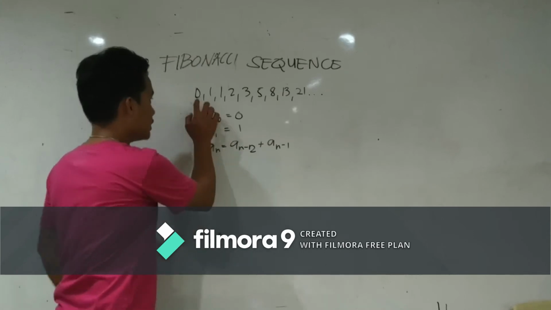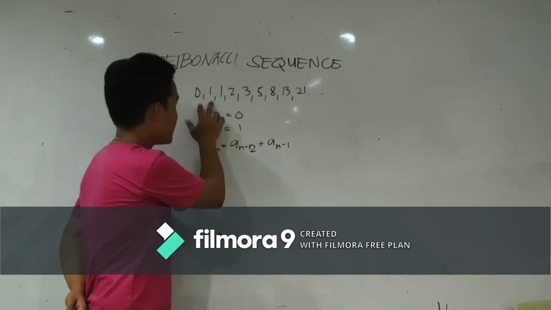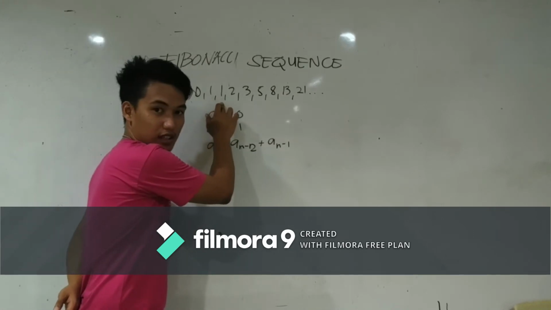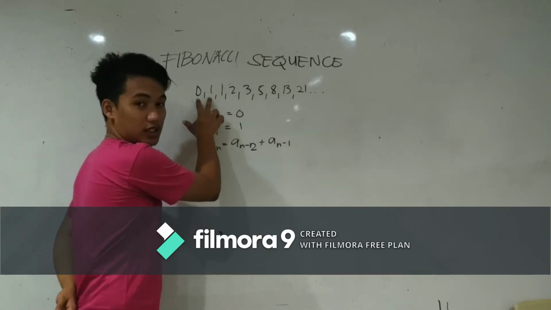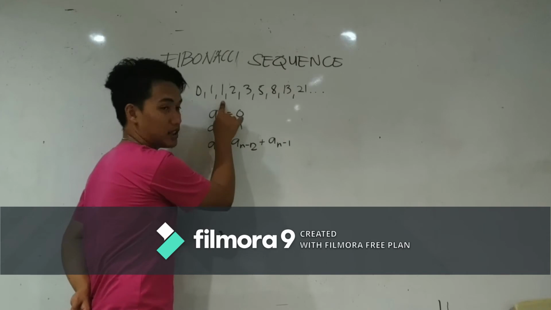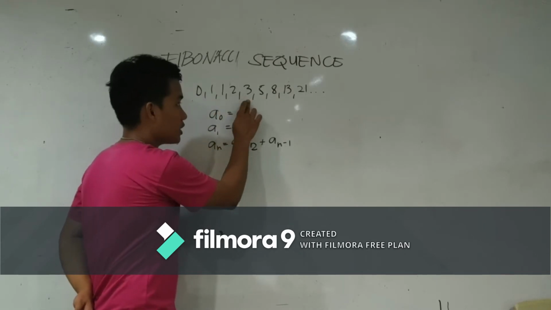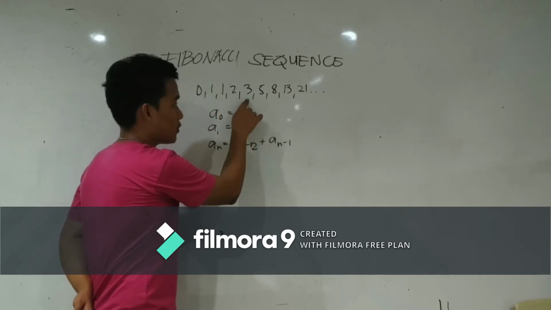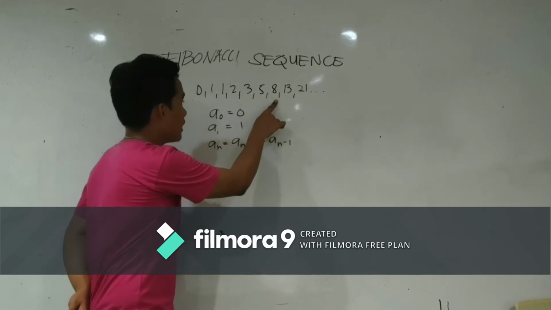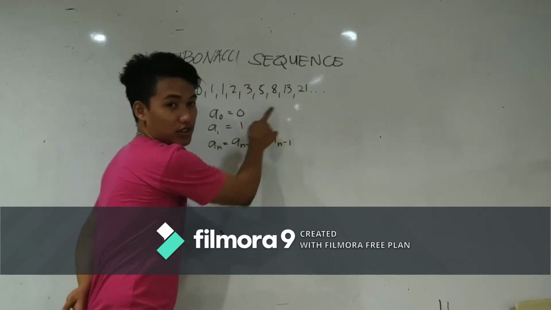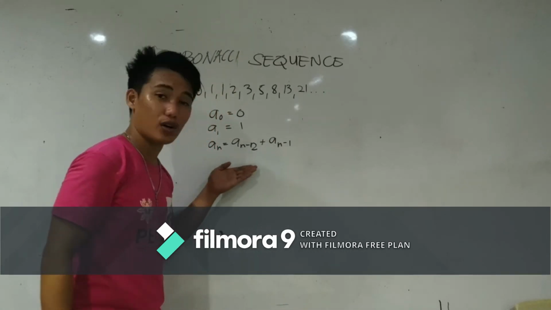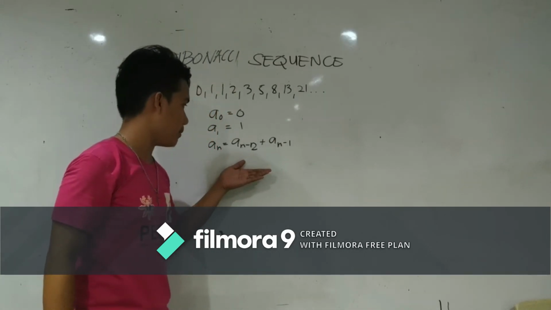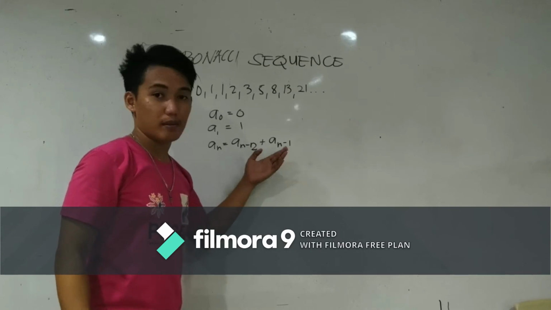For example, 0 plus 1 is 1. By the way, the Fibonacci sequence always starts with 0 and 1. So 1 plus 1 is 2. Then 1 plus 2 is 3. Then 2 plus 3 is 5. Then 3 plus 5 is 8. And then 5 plus 8 is 13. So on and so forth. So we have here the formula, which is a sub n minus 2 plus a sub n minus 1.